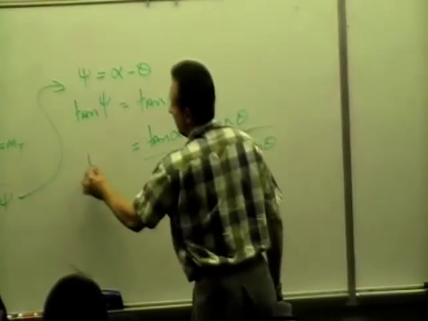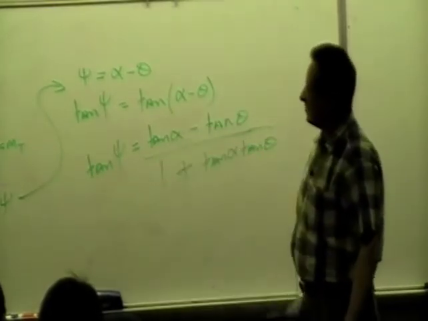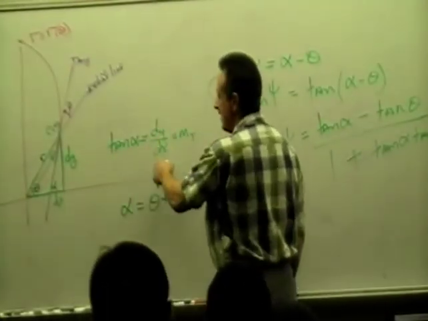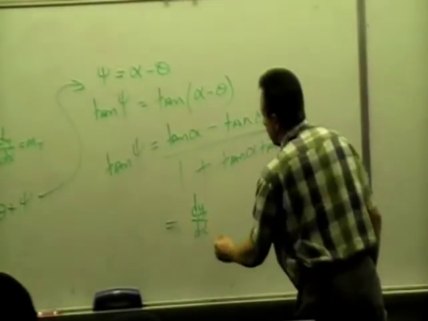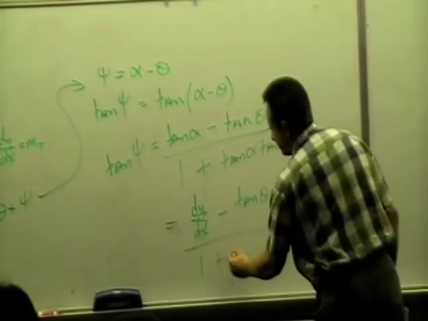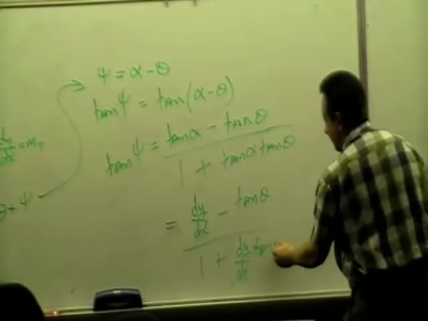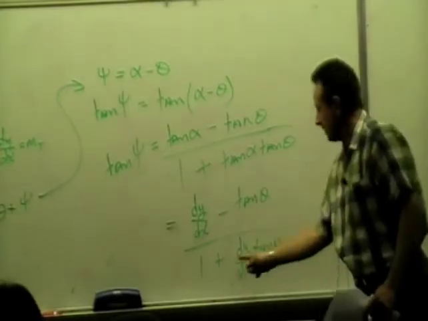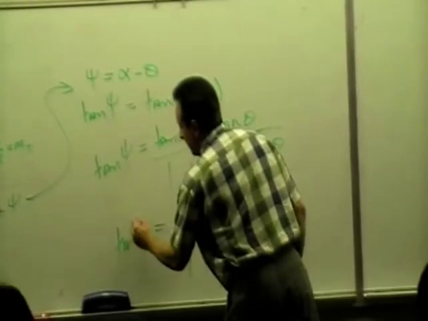So this is equal now to the tangent of psi. Well, what is the tangent of alpha equal to? If you notice, this is alpha, and the tangent of alpha is equal to dy/dx. So this is going to be written as dy/dx minus the tangent of theta over 1 plus dy/dx times the tangent of theta. This equals the tangent of psi.